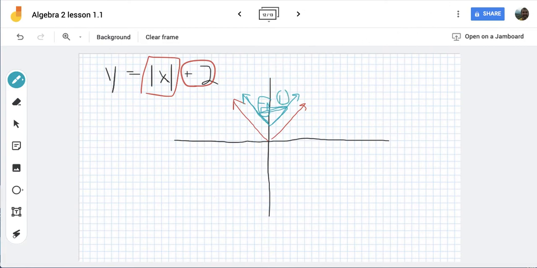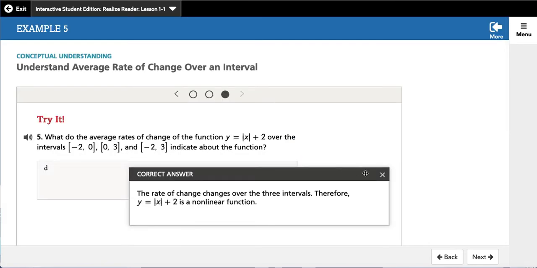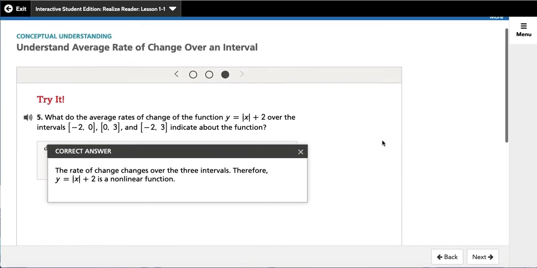So what we can say is what we said on the previous problem, that it's a nonlinear function. This y equals absolute value of x +2 is a nonlinear function. Let's see what they wrote. The rate of change changes over the 3 intervals. Therefore, y equals absolute value of x +2 is a nonlinear function. That's all we have to do.